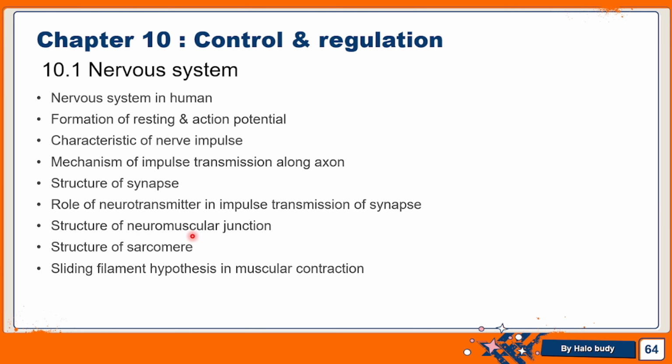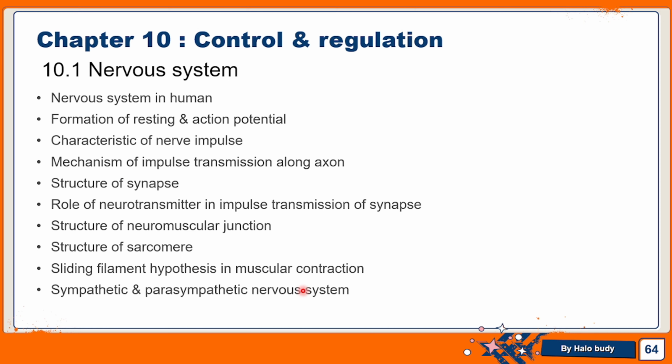So the structure of the neuromuscular junction, the structure of the sarcomere, and also muscular contraction, which we call the sliding filament hypothesis. These three are the packaged topics that you need to learn. If you want to learn about muscular contraction, you need to learn these two first. What is the neuromuscular junction? What is the sarcomere? Then you can learn about muscular contraction.